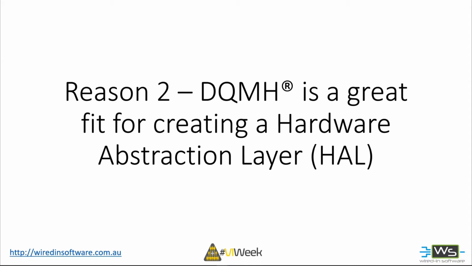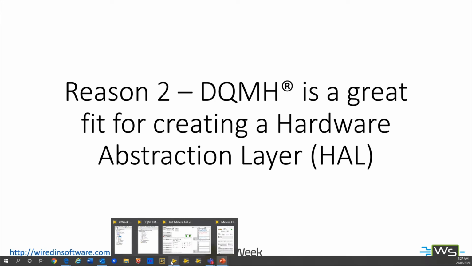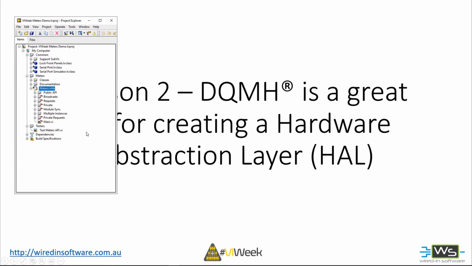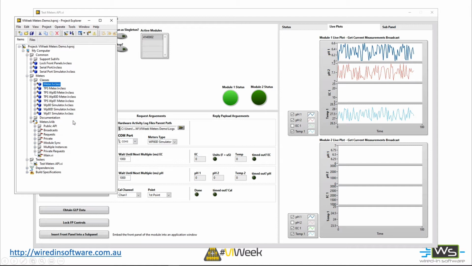Chris Roebuck has written a tutorial that I've pretty much followed to the letter in this example, in this module, on how to use DQMH and set up a hardware abstraction layer. You can find it on the Delacor website, or I'll show you the link in a minute. So to create a hardware abstraction layer, first of all, we created a number of classes. Let me just show you the class hierarchy.